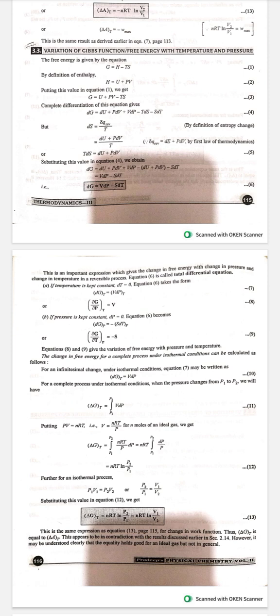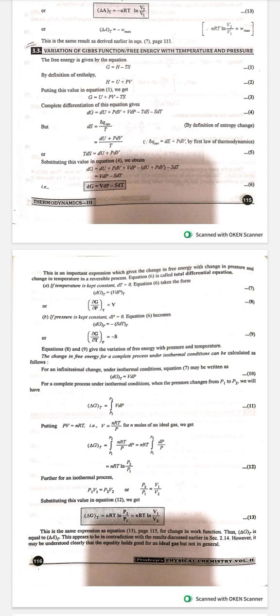Variation of Gibbs free energy with temperature and pressure. The free energy is given by the equation G is equal to H minus TS. By definition of enthalpy, H is equal to U plus PV. Putting this value in the equation, we get G is equal to U plus PV minus TS. Complete differentiation of this equation gives dG is equal to dU plus P dV plus V dP minus TdS minus SdT.